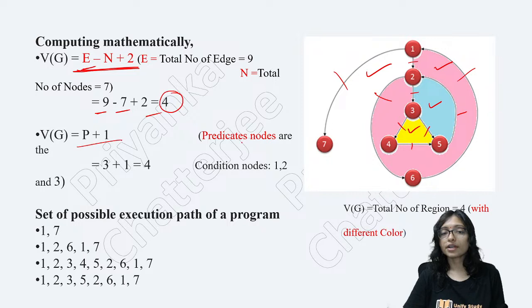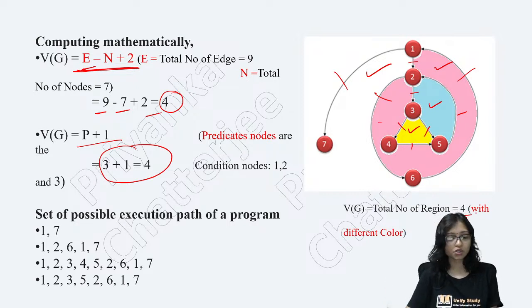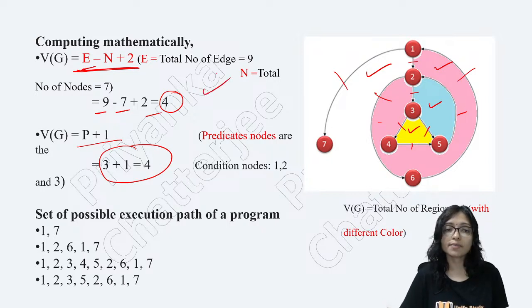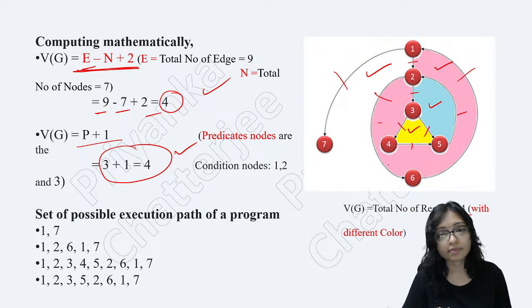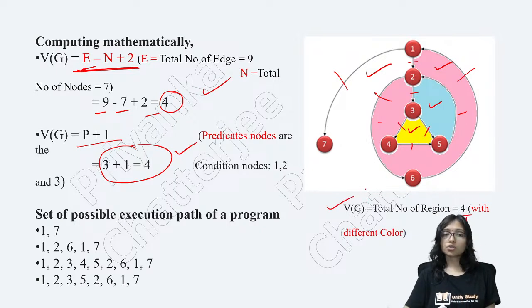P plus 1 we already counted. How many predicate nodes are there? That is 3 plus 1. And the number of regions is also 4. So all are matching. According to this formula it is matching, according to this formula also it is matching, and according to regions also it is matching.